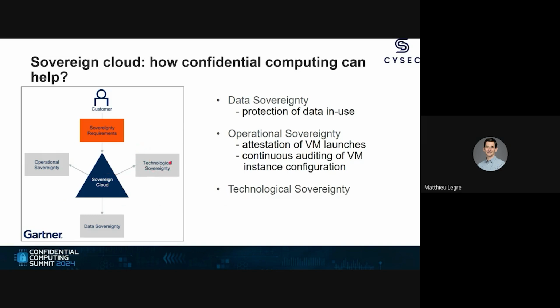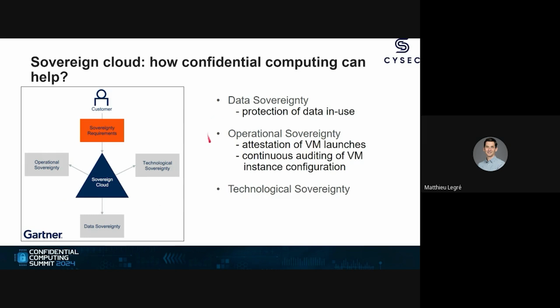Technological sovereignty is the third topic. It's really about the way that the customer has hands on all the technologies involved in the sovereign cloud. So if we consider confidential computing, because this is what we promote, what SciSec promotes, obviously in terms of data sovereignty, what is nice with confidential computing is that you add this extra layer of protection of data in use.